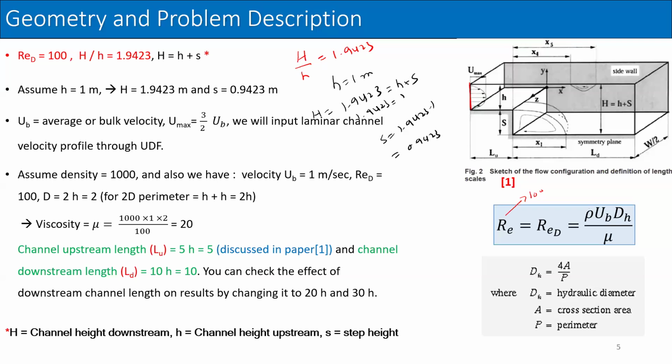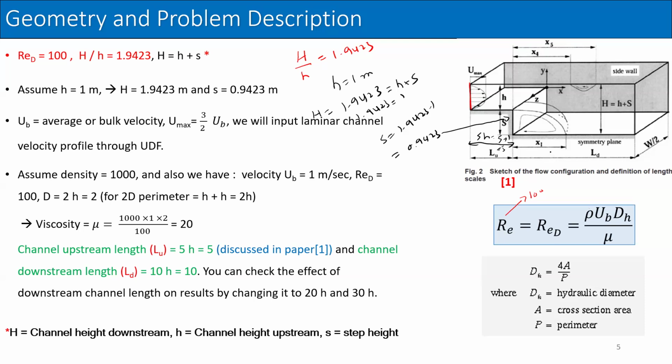So the step height would be equal to 0.9423. This is how we find the unknown quantities from a few given properties like the Reynolds number and expansion ratio. We're given only these two things. So from these two values and the picture here, I got the values for this geometry. And also in the same paper, they say the upstream length is equal to 5h. So 5h will be equal to 5 into 1, which is 5 meters.